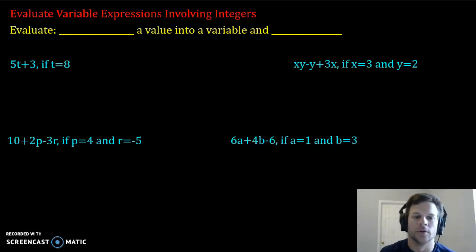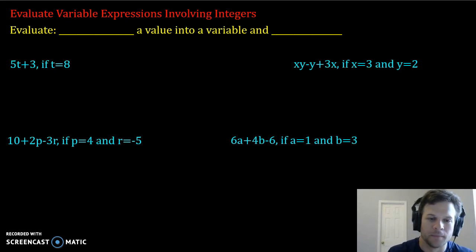Okay, in this tutorial, we're going to go over how to evaluate variable expressions involving integers. A variable is just, when you are looking at a mathematical expression or equation, an unknown letter. You don't know what it represents. However, in these specific expressions, you're going to be given a second part where you are told if this variable is equal to this value, what would this expression simplify down to?